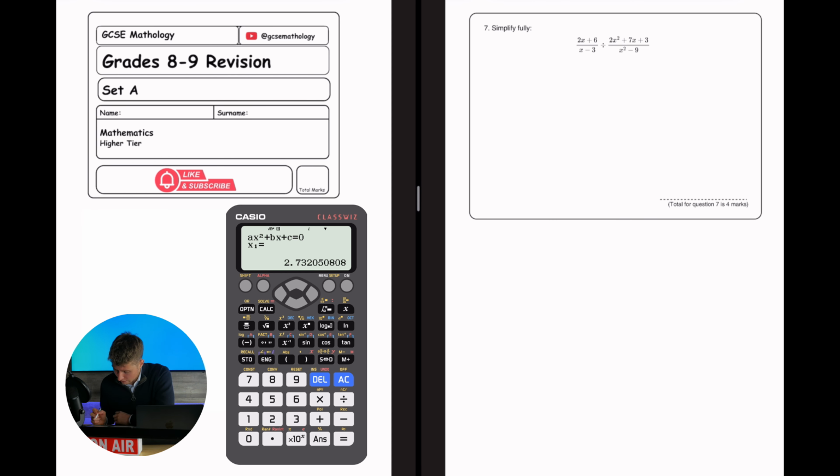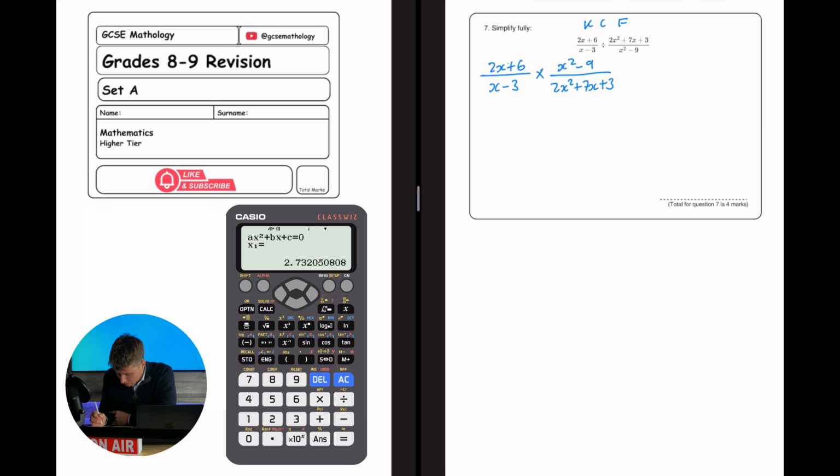Question 7 says, simplify fully 2x plus 6 over x minus 3 divided by 2x squared plus 7x plus 3 all over x squared minus 9. So when we're dividing fractions, it's keep, change, flip. So we're going to keep the first fraction, change the sign from a division sign to a multiplication sign, and then flip the fraction. So x squared minus 9 all over 2x squared plus 7x plus 3.